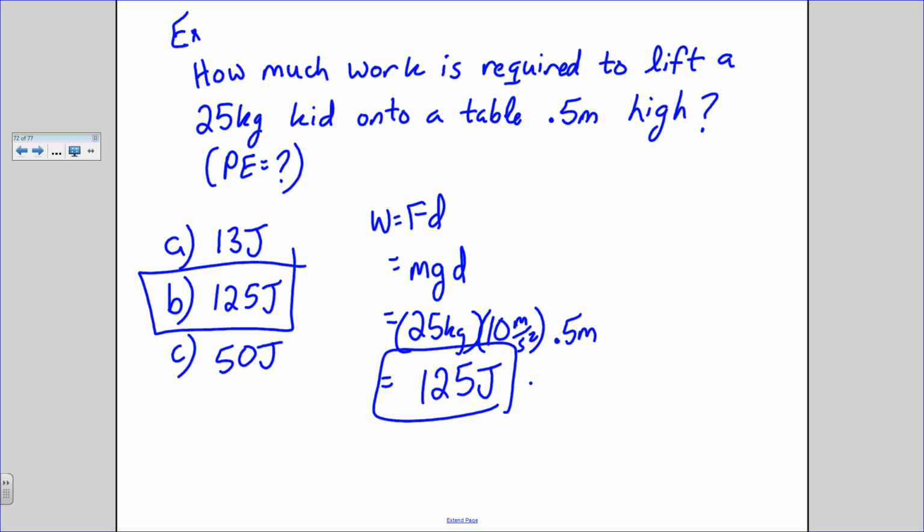All right, we'll come back to this in just a bit next time, but let me go into something else. We'll come back to gravitational potential energy, and you'll see it in your homework as well.